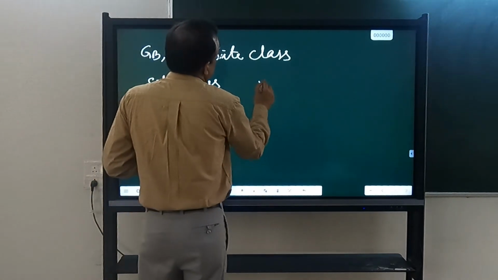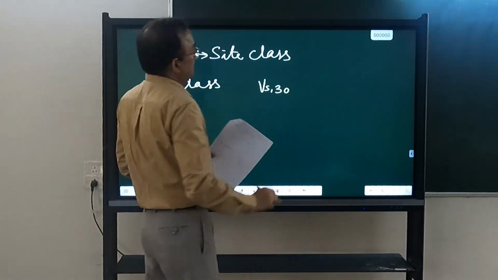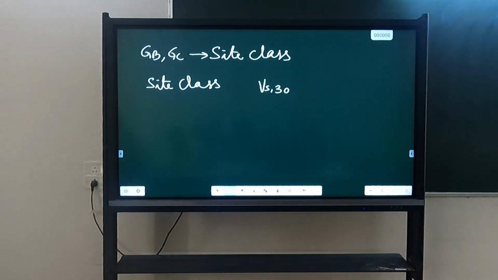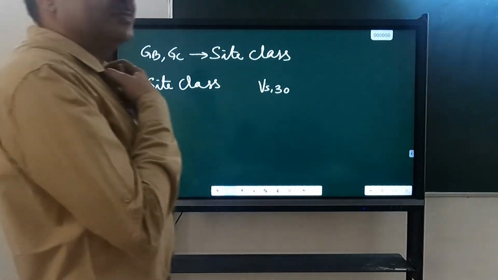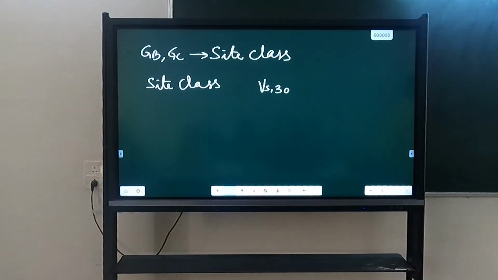And site classification depends on VS30. Anybody knows what is VS30? Shear wave velocity at 30 meter depth. What is VS30? Average shear wave velocity in top 30 meters of soil strata.